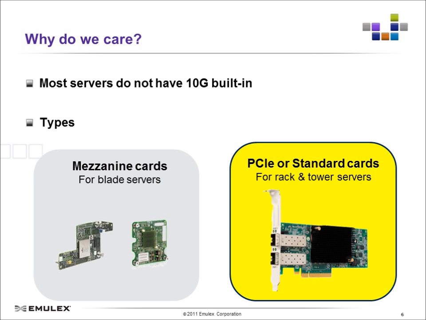So why do we care? Well, first of all, Emulex sells 10 gig network adapters. In fact, Emulex is the leader in 10 gig networking. Most servers today, particularly the rack and tower servers, do not have a built-in 10 gig adapter. You may be familiar with the 1 gig controller that is built right onto the motherboard, but in the case of 10 gig, all servers wishing to connect to a 10 gig network must add on a 10 gig adapter.